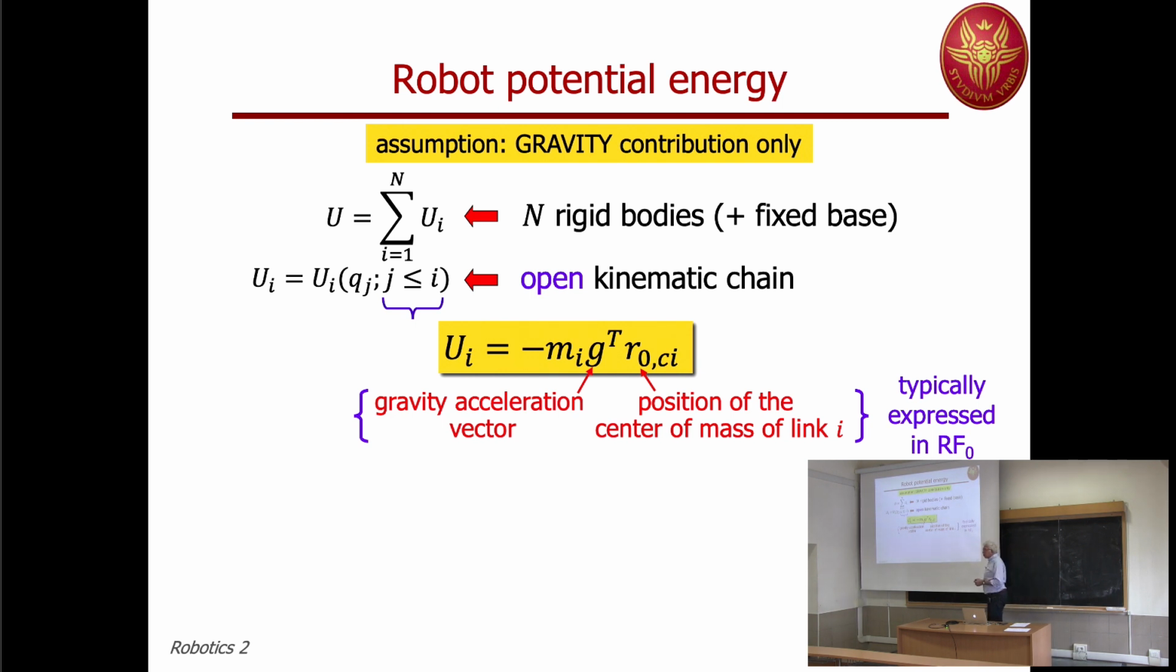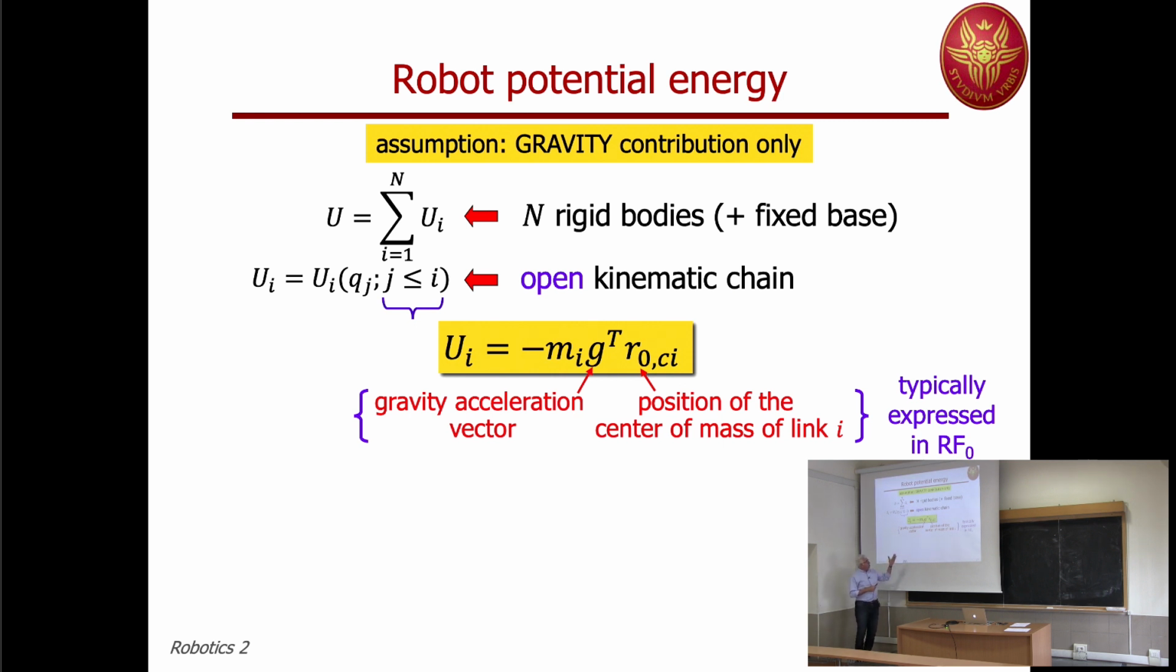So the general expression for the potential energy is very simple. It needs to compute the height, in some sense, of the center of mass and its position with respect to the gravity acceleration vector g. So the expression for the potential energy of link i will be a minus, this is kind of a surprising term, but minus the mass of the link i times the scalar product between the gravity acceleration vector g and the vector that goes from the origin of the reference frame to the center of mass of link i.